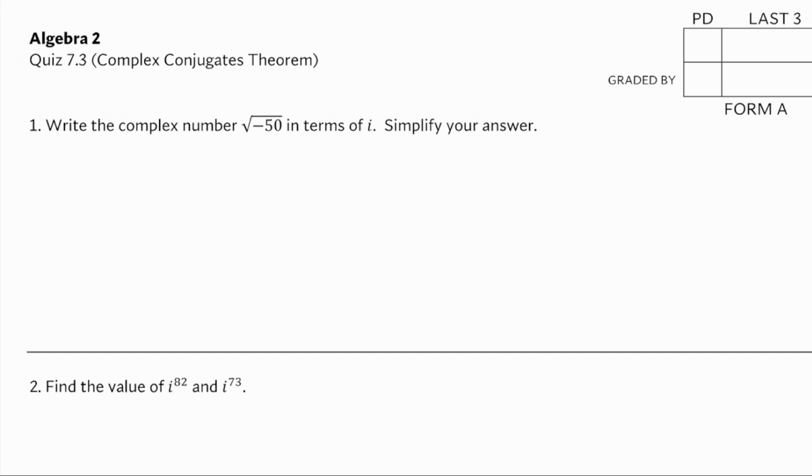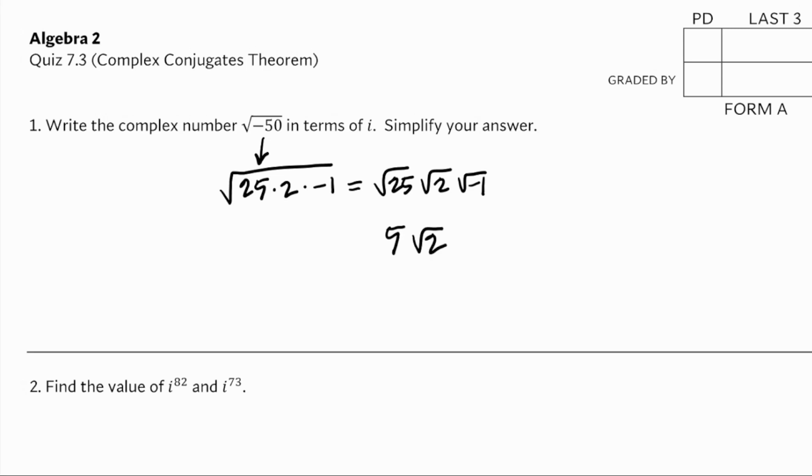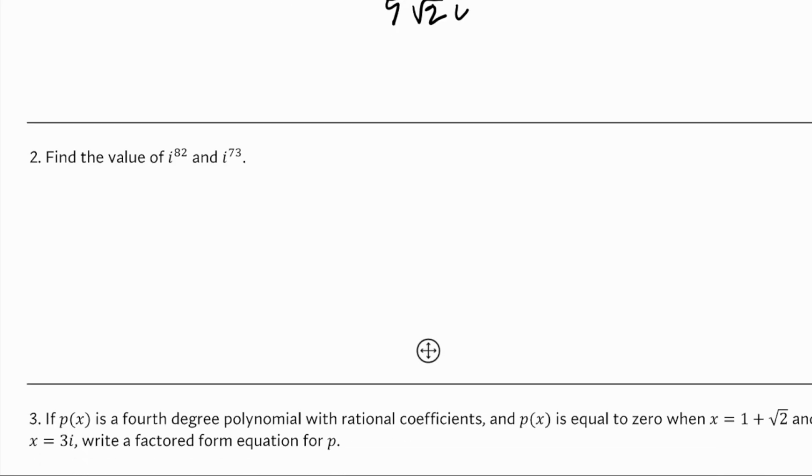So first thing, write the complex number square root of negative 50 in terms of i, simplify your answer. So it's kind of like simplify the radicals. So 50, thinking about a square number that divides 50, that would be 25. So 50 is 25 times 2. So I'm going to write that as the square root of 25 times 2 times negative 1. And then I can split that up into the product of these square roots. Okay, and the square root of 25 is 5. Square root of 2, I don't really have anything to do with that, but square root of negative 1, we're calling that i. Okay, so that's how I would simplify that.